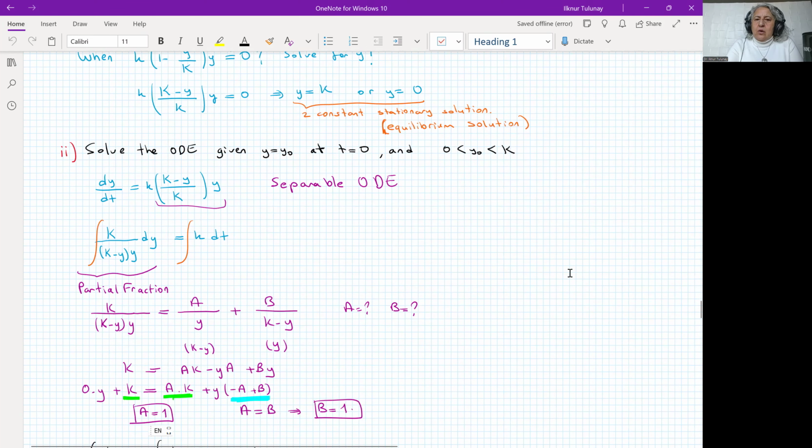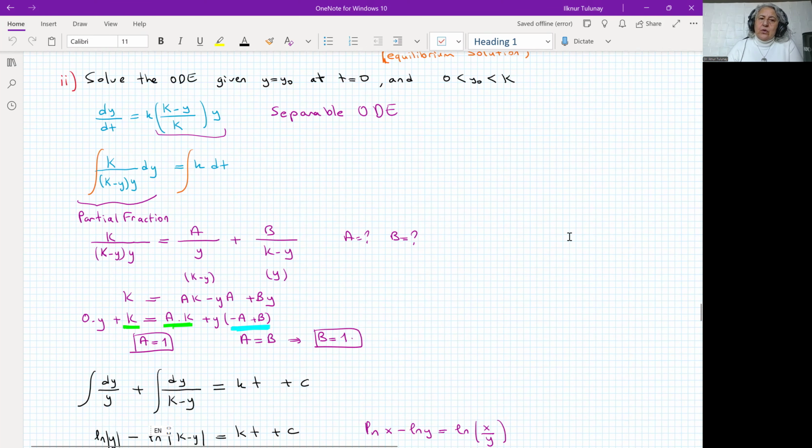The second part of this question asks us to find the solution of the ordinary differential equation, given the particular condition y equal to y0 at t equal to 0. So from the beginning of the process, we have a constant y0, and assume that y0 is given. It doesn't matter what it is, but it ranges over a positive number between 0 and K, not 0 and not K. So K is the maximum of the possible values.